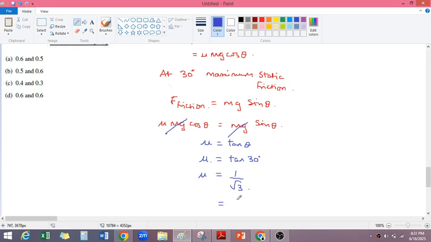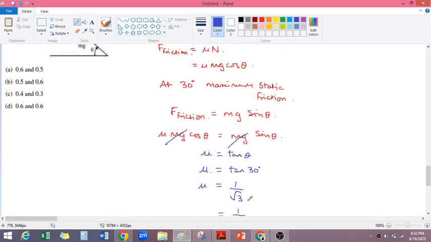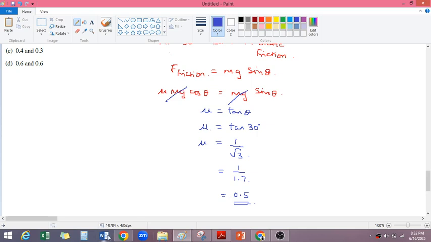1 by root 3 is, I don't know, 1 by 1.7 something, right? So 10 by 17, how much is that? 100 by 17, so 5 times 35. So I think we will get around 0.5 something. Okay, so I think only 0.5, maybe the second digit we have to calculate.